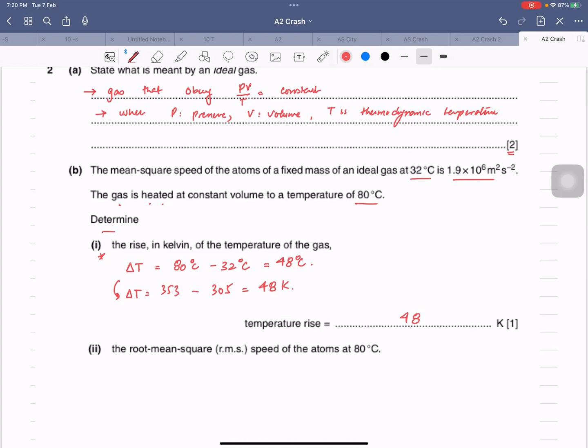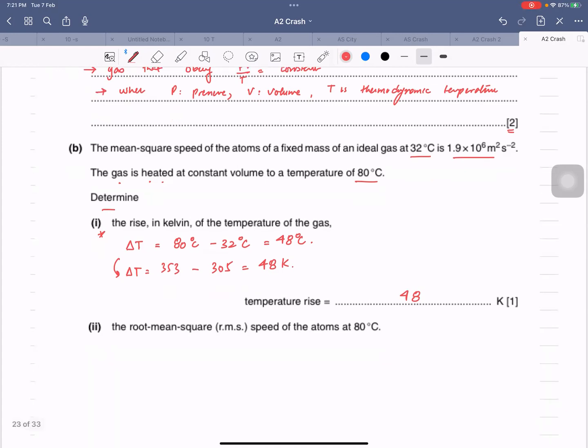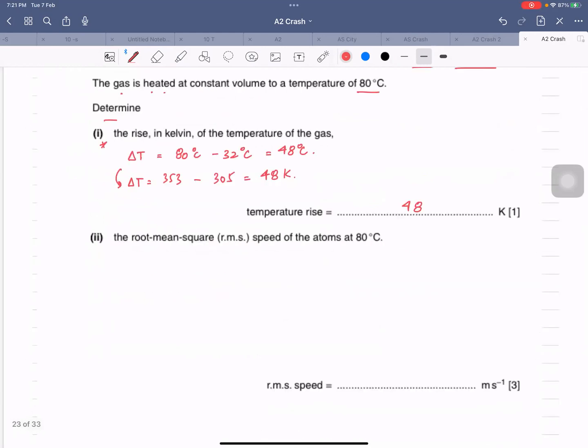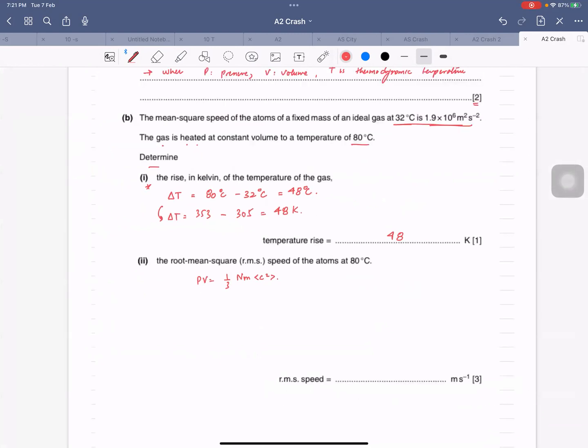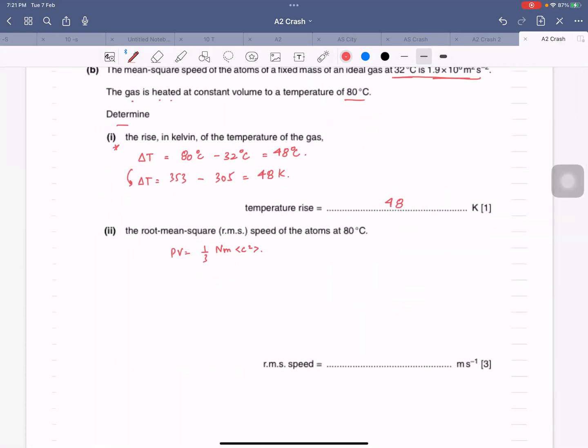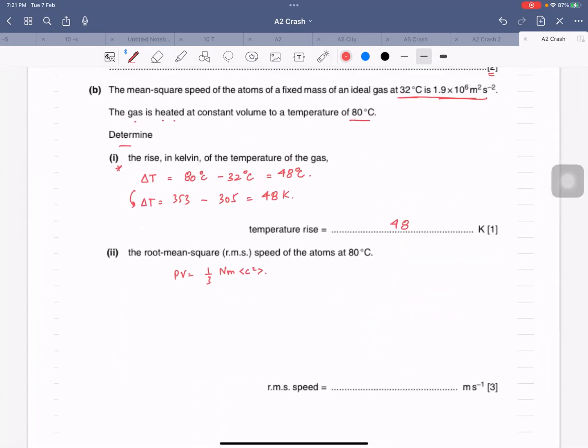Okay. So it says the RMS speed of atoms at 80 degrees. Now the issue with this is that you have the formula PV equals 1 by 3 NMC square, right? So this is the formula. The issue is the temperature.